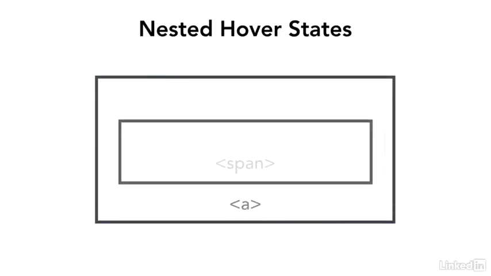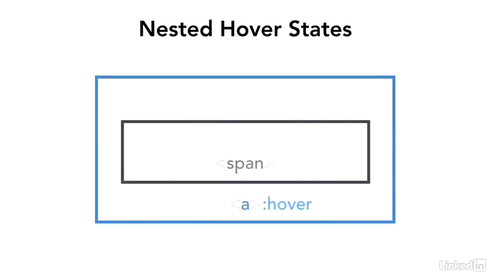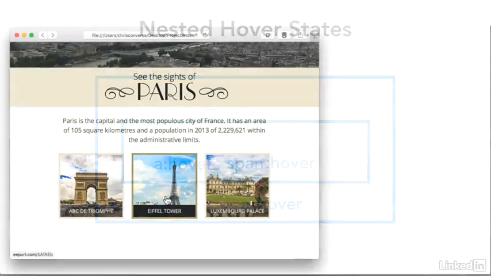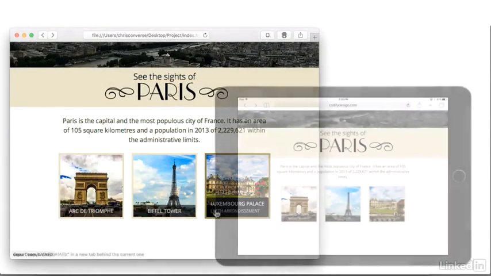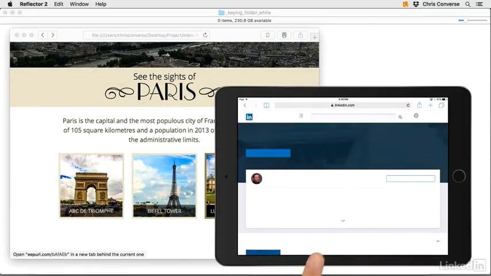Hi, this is Chris Converse, and in this episode, we'll add a little extra interactivity to our hyperlinks by adding a second nested hover state. This technique can add a little extra information or interest for people who are exploring your web page with a mouse or a trackpad, without changing the behavior of these links on touch devices.